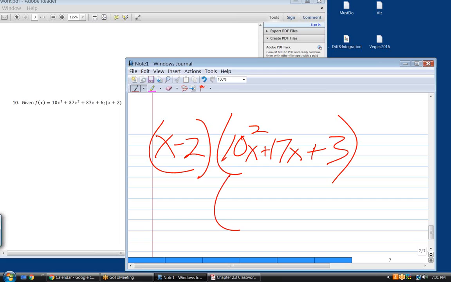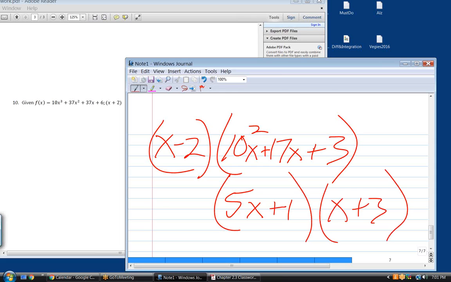That looks like it factors into 5x plus 1 times x plus 3. Oh, no, it doesn't. There's one that doesn't look like it factors very nicely. No, definitely not. Okay, so we're going to have to use the quadratic formula on this. Whatever you come up with, handle it the way I just showed you. Oh, hold on a second. It does factor nicely. I forgot the 2.